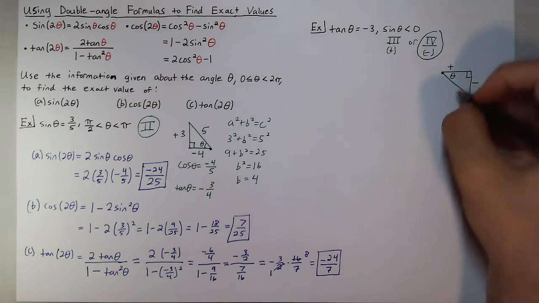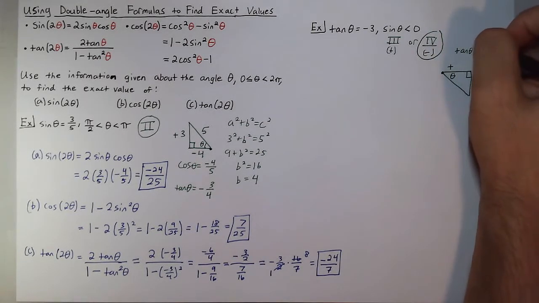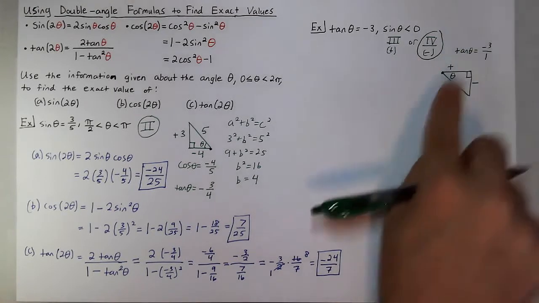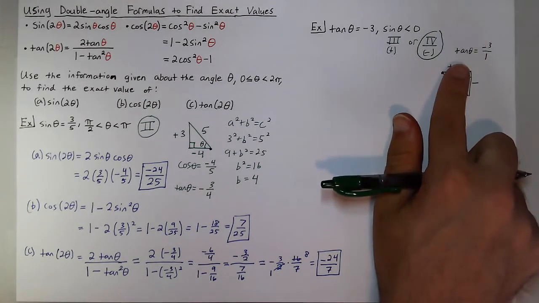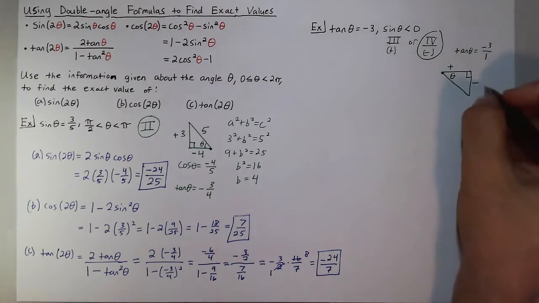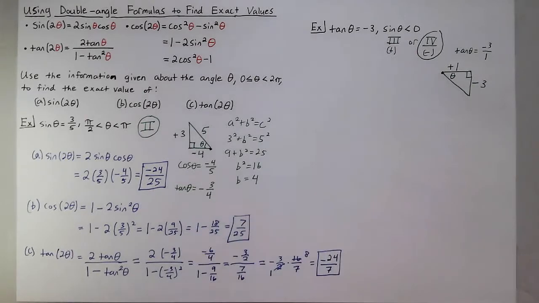But I may use the statement tangent of theta is equal to negative 3 over 1 to figure out where everything goes. Now tangent is opposite over adjacent. So the 3 will go opposite, adjacent will be 1. And now I'll go ahead and try to find the other trig values.